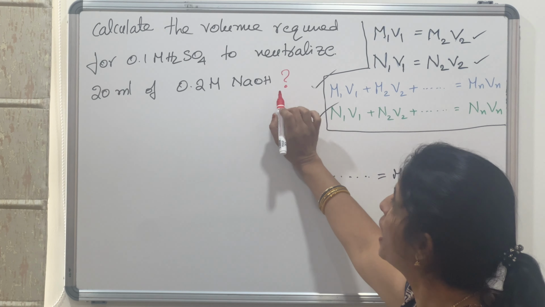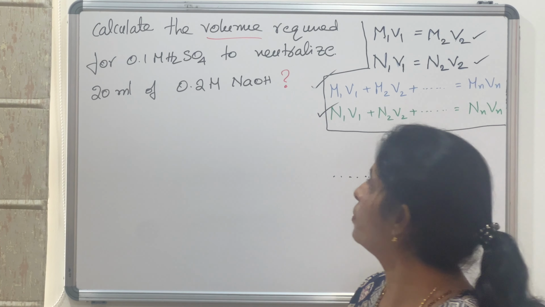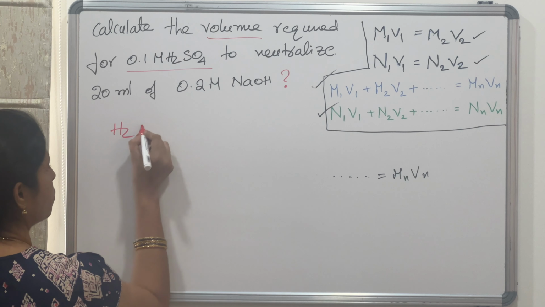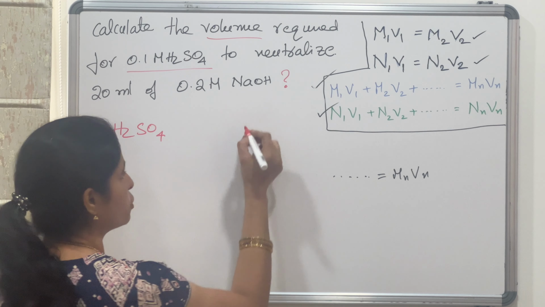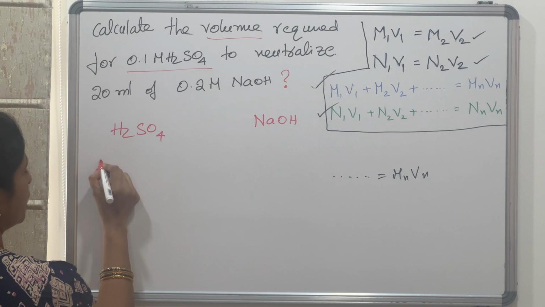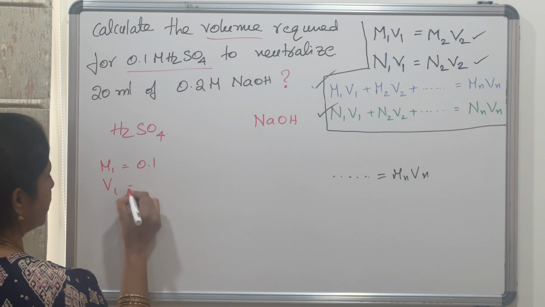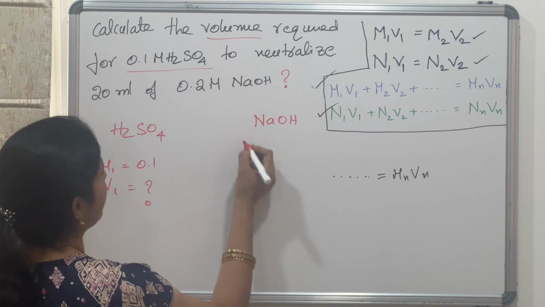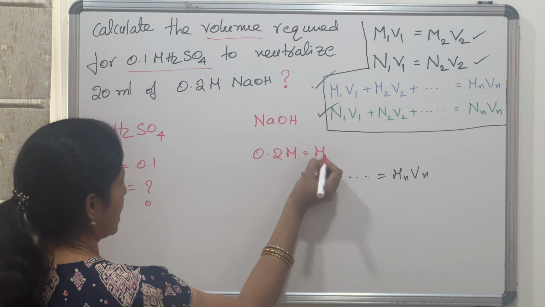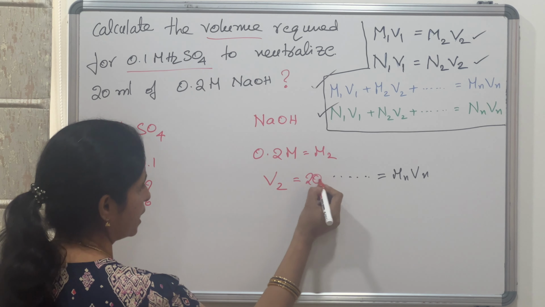So first, look at the problem. It is asking you to find out the volume of H2SO4. To avoid confusion, on one side you write H2SO4, on the other side you write NaOH. Here the molarity is given, it is 0.1, and the volume you need to find out. For NaOH, the molarity is given, that is 0.2 molar, that is M2, and the volume is V2, it is 20 ml.